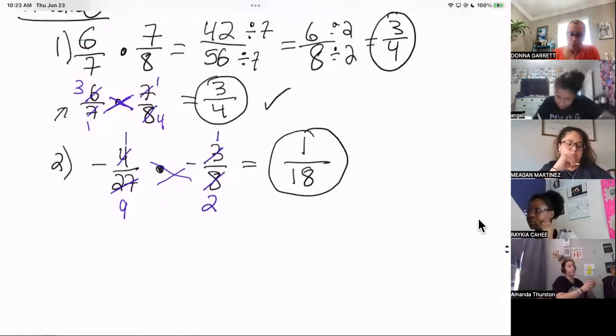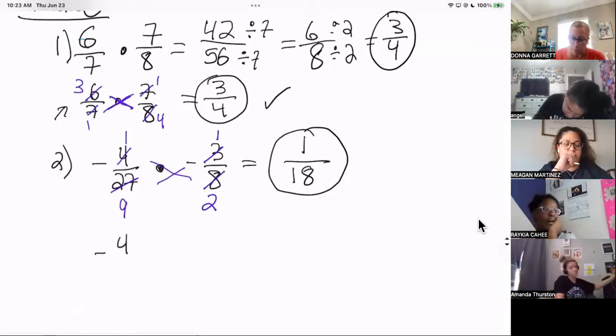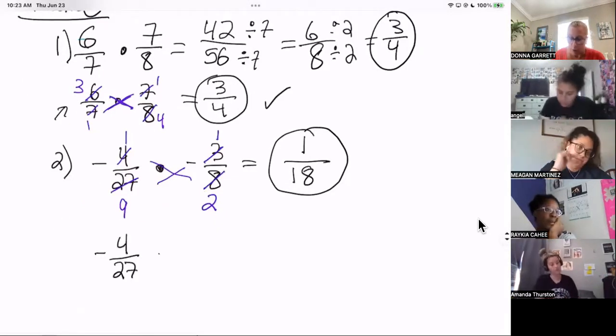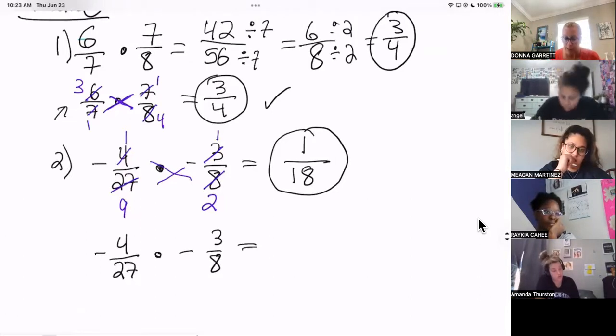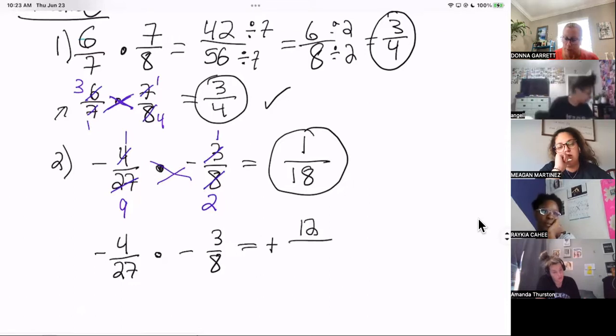Now doing this one by multiplying across, there is nothing wrong with not using cross simplifying, nothing, as long as you're okay with this. So I do the same thing. Negative times negative is positive. I leave myself a little tiny note. 4 times 3 is 12. 27 times 8. So what's 27 times 8?